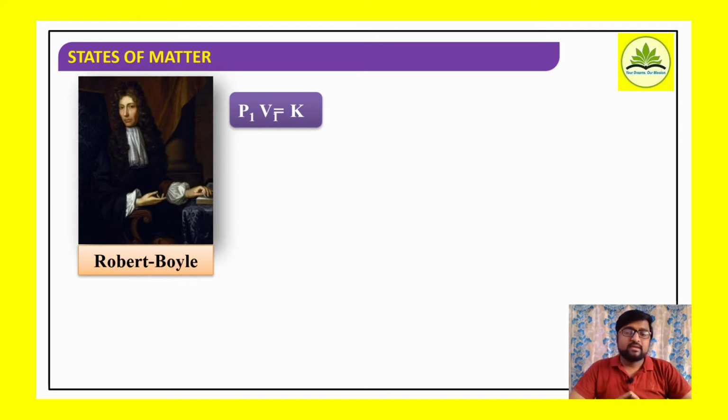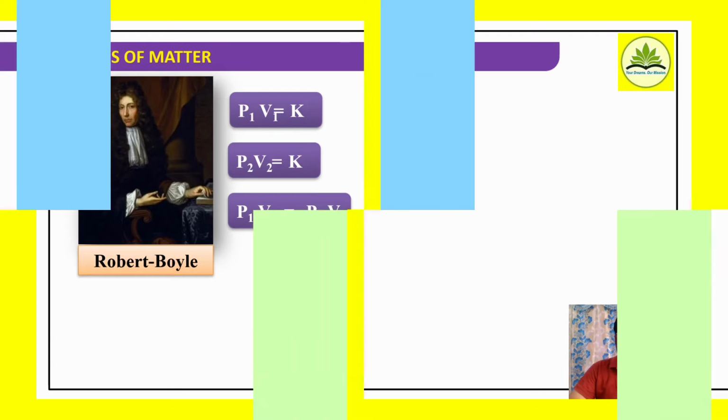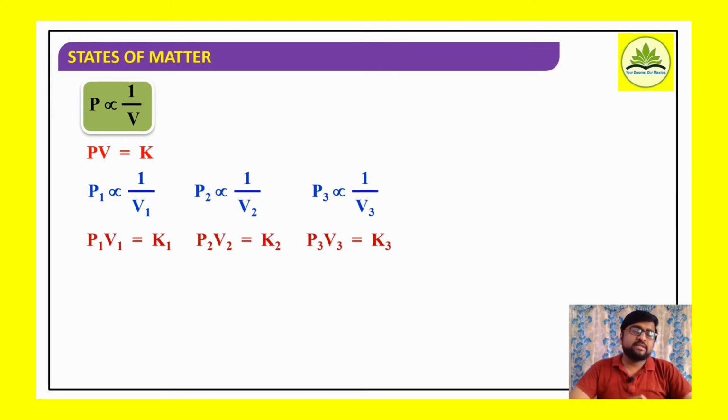Whatever the pressure of a gas, the product of pressure and its corresponding volume will always be constant. Therefore, P1 V1 is equal to constant K, and P2 V2 is also equal to constant. So we arrived at the expression P1 V1 is equal to P2 V2, and it can be continued: P1 V1 is equal to P2 V2 is equal to P3 V3 and further equal to P4 V4, like that. One more expression: P1 V1 is equal to K1, P2 V2 is equal to K2, and P3 V3 is equal to K3.